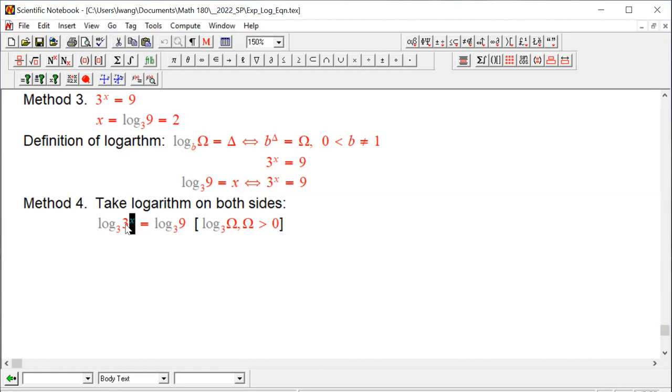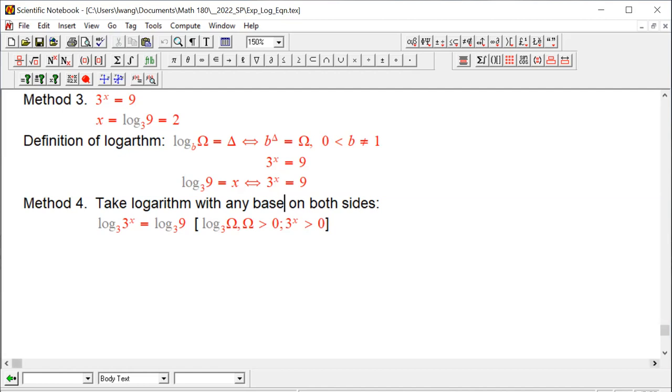And 3 to the power x is always positive. We know that 3 to the power x is positive, and that's about the range of 3 to the power x. And 9 is positive, needless to say. Only under these circumstances can you take a logarithm on both sides. But you can take a logarithm with any base. I want to mention this because you can take logarithm base 3, no problem. You can also take logarithm with base 10, base e.